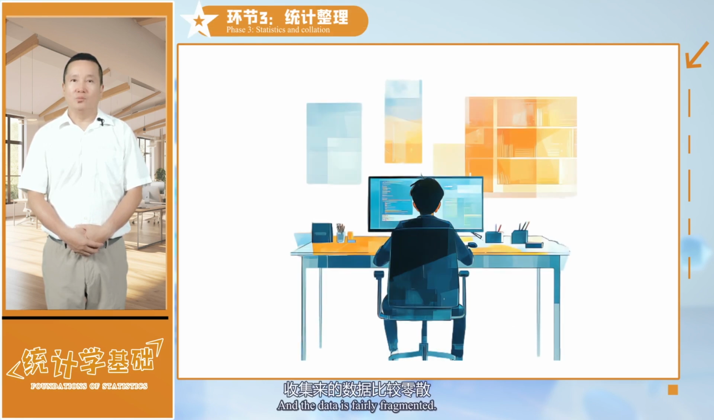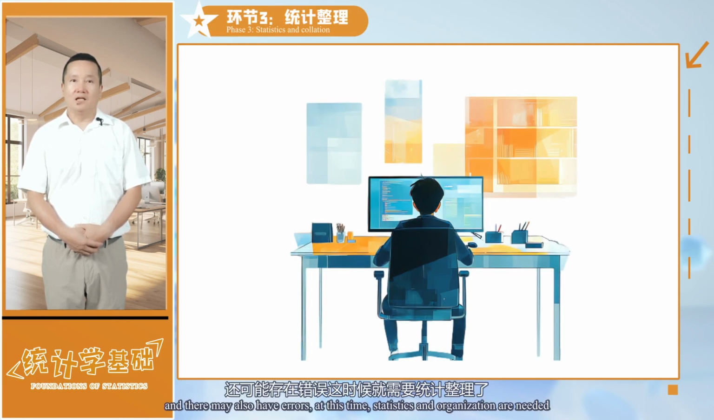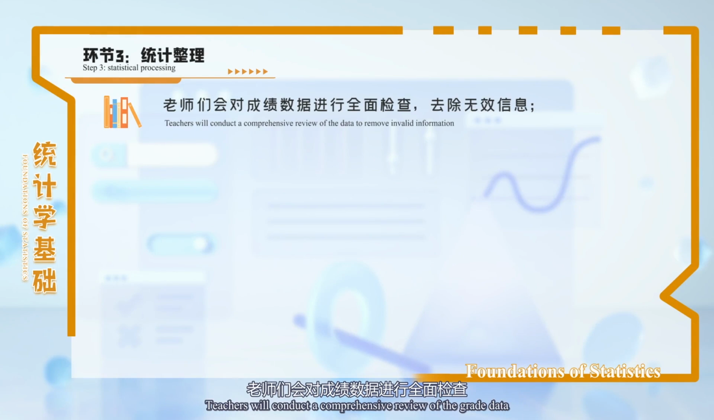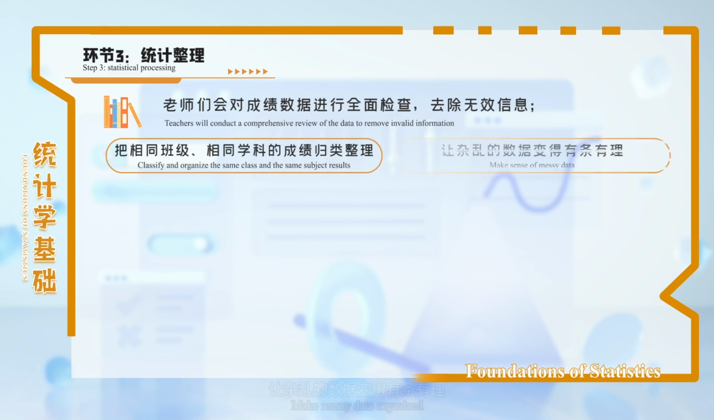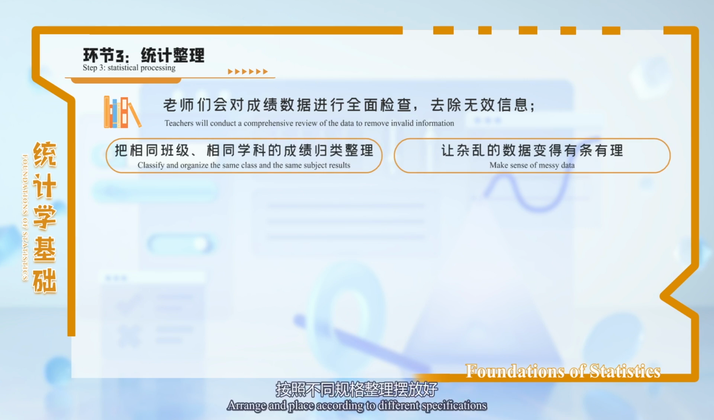The data is fairly fragmented, and it may also have errors. At this time, statistical organization is needed. Teachers will conduct a comprehensive review of the grade data, remove invalid information, and group and organize the scores by class and subject, making messy data organized, like building materials arranged according to different specifications, convenient for subsequent use.